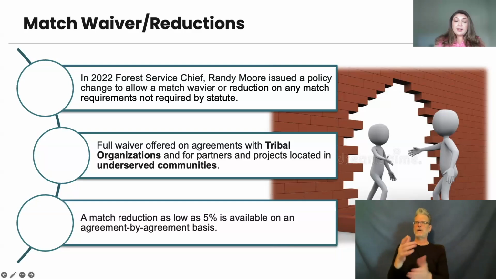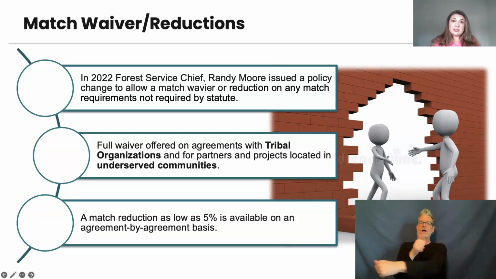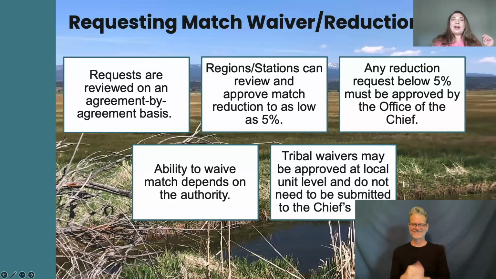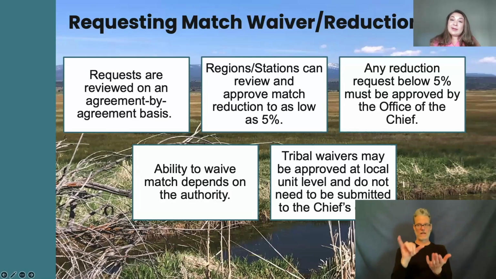For other partners and projects outside of our tribal or underserved communities, we can also negotiate as far as a 5% reduction, on an agreement by agreement basis. The authority may allow for a waiver or reduction depending on whether it states that a cost share is mandatory. Then depending on the type of entity you are, it may allow either a full waiver or a reduction. In the next slide, we'll take a look at exactly how that looks for you. This is really negotiated, again, on an agreement by agreement basis.